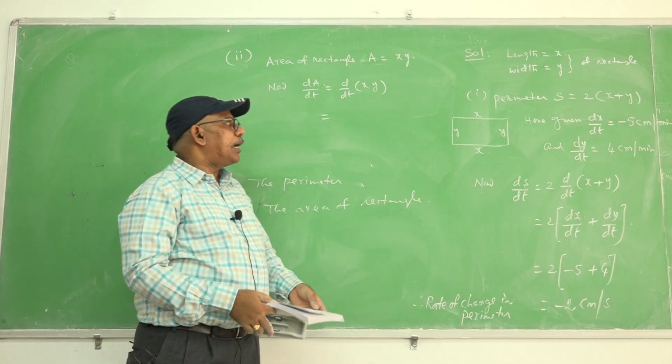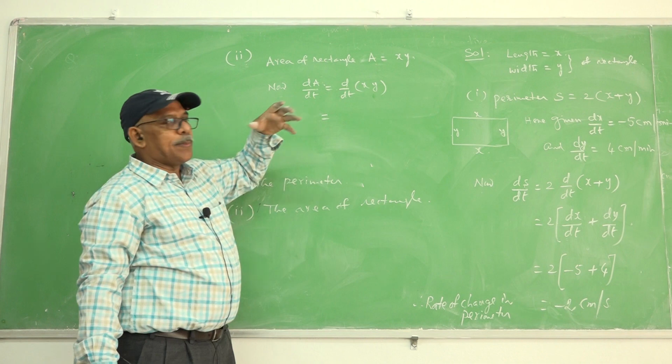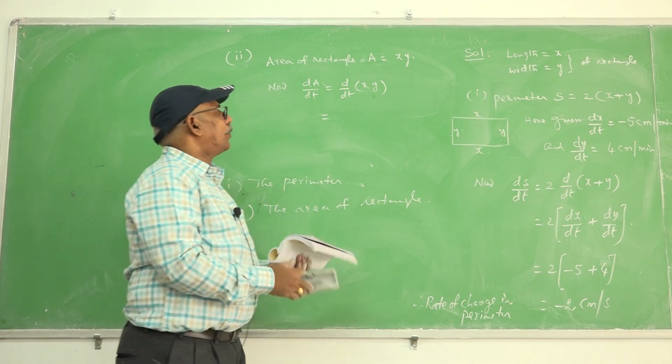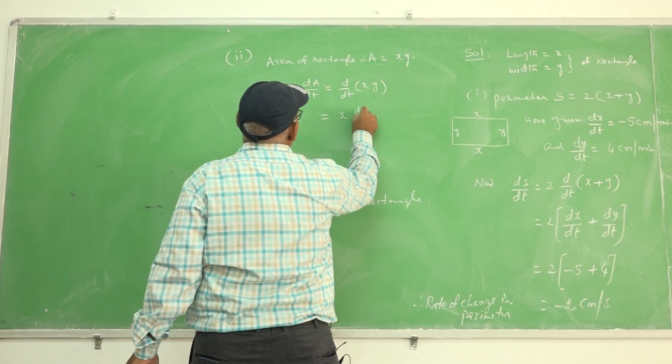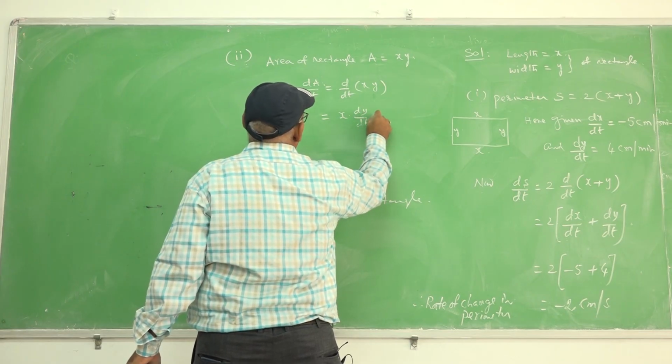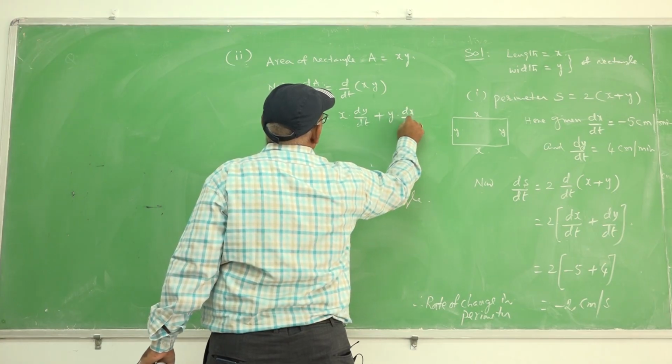Here the length depends on t, whereas y, the width, also depends on t. Both x and y depend on t itself. So that by product rule, you can take it as x into dy by dt plus y into dx by dt.